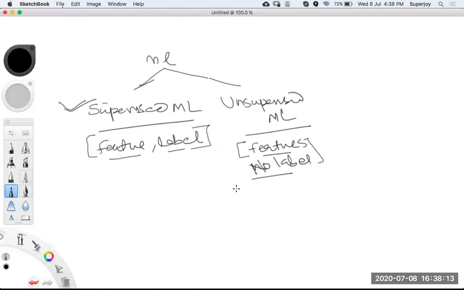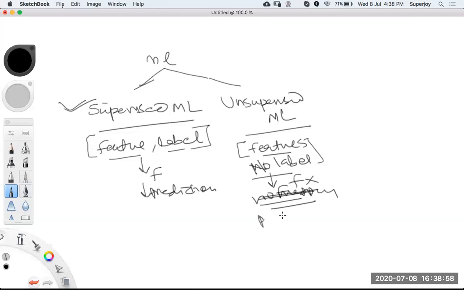That means if you have features and a label, you can find out the mapping function and perform prediction. But in case of unsupervised machine learning, because you have no access to the label, you only have the features. That means you cannot find out the mapping function. Because the label is not known to you, you cannot identify the mapping function. So you cannot perform prediction here, guys. In unsupervised machine learning, we do not perform prediction. We do something else, I'll talk about it later.